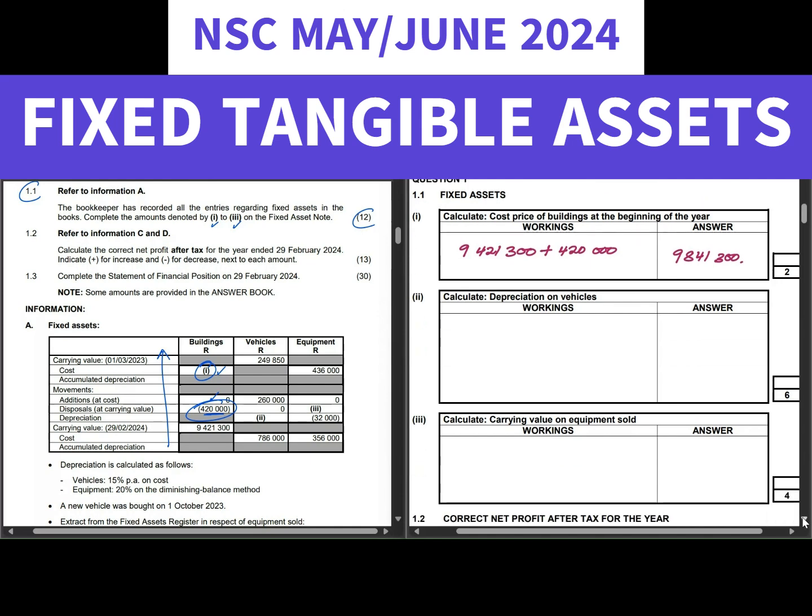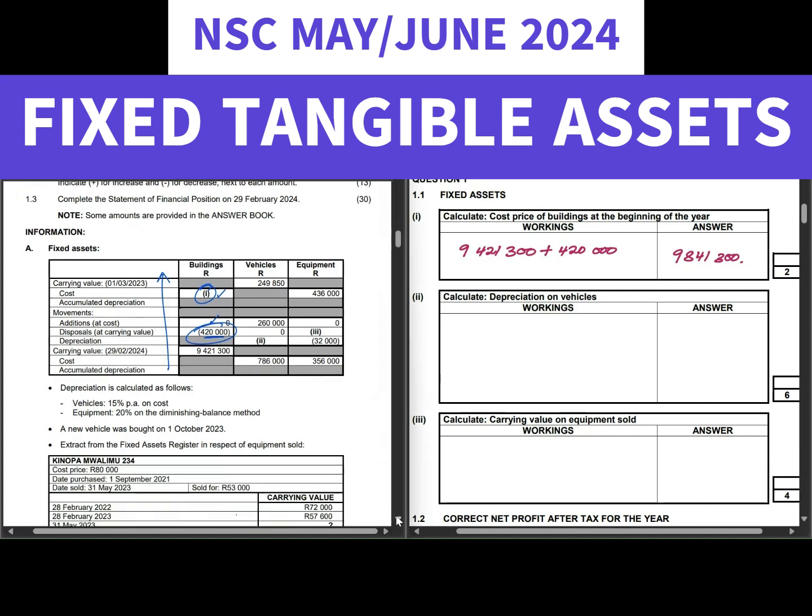Number 2 says calculate depreciation on vehicles. Depreciation is calculated as follows: vehicles at 15% per annum on cost. And when I come to my vehicles here, I see that I have additions. That means this is a new, and now I have the cost at the end, which is my 786. Remember, whenever we calculate depreciation, we calculate for the sold, old, and new. In this case, we don't have the sold, but we have the old. So let's start with the old now. On the old, I'll take my 786, which is at the end. I know that in that 786, I have already added the 260. So I will take out the 260.